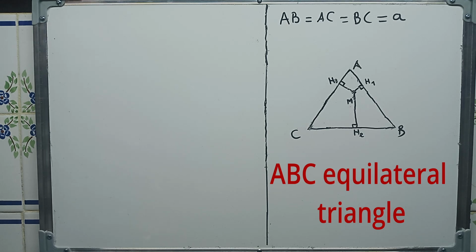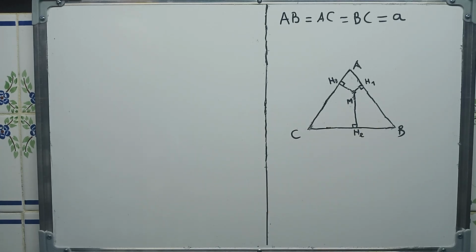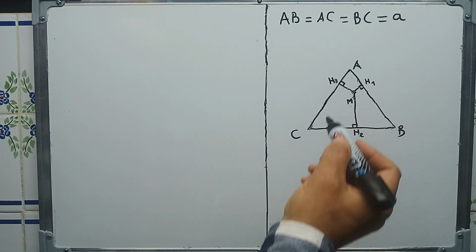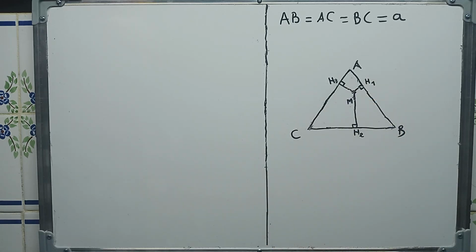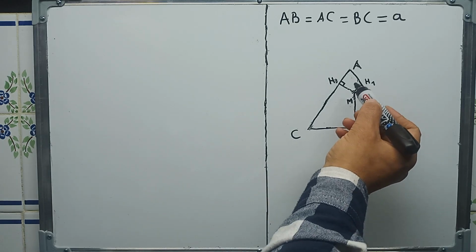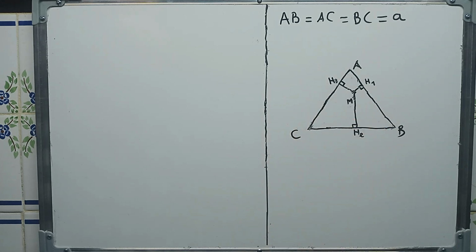In this problem, ABC is an equilateral triangle and M is a point inside it, wherever. And H1, H2, H3 are the projections from M onto AB, BC, and AC. And the question is to prove that the sum of the distances MH1 plus MH2 plus MH3 is a constant, and to calculate it. So how do we proceed?